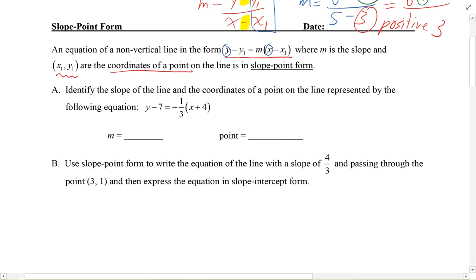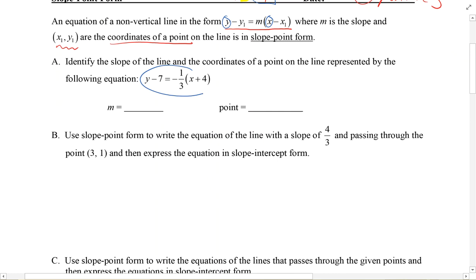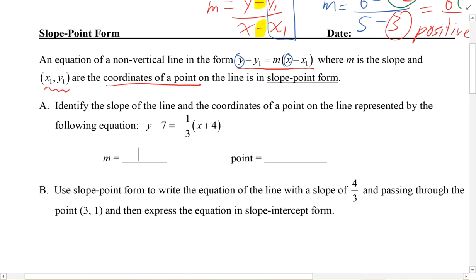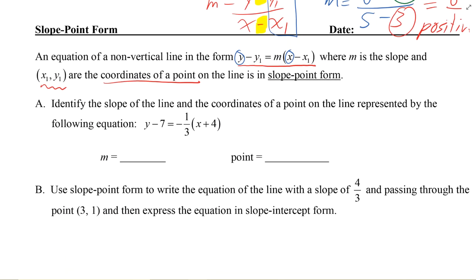Okay, so looking at this equation, y minus 7 equals -1/3 (x plus 4). What is your m value? What's in the location of the slope? And you all say -1/3. Okay, that's in the m location.